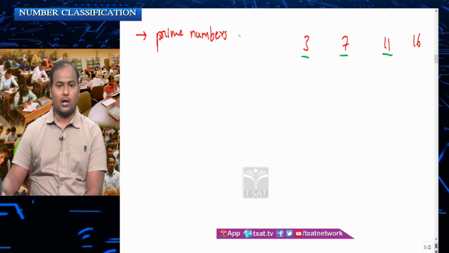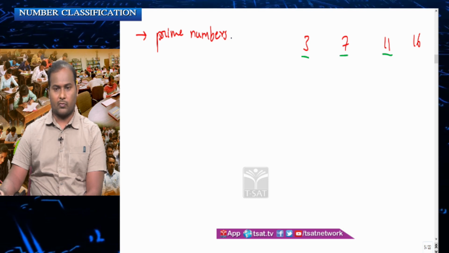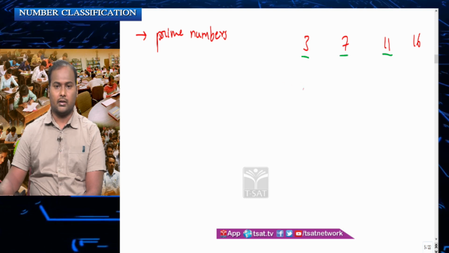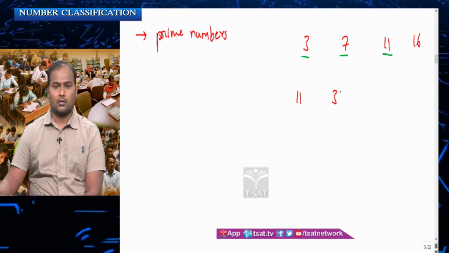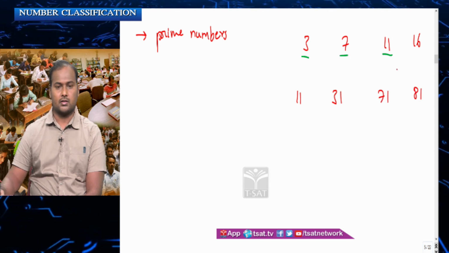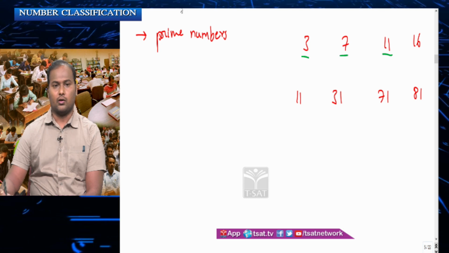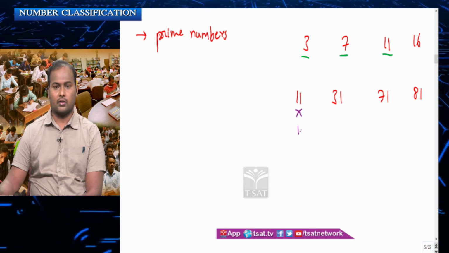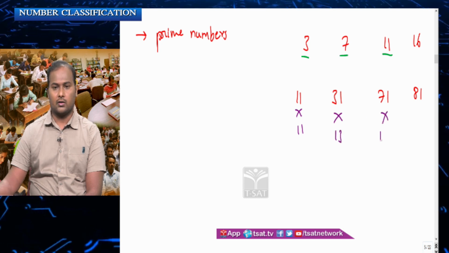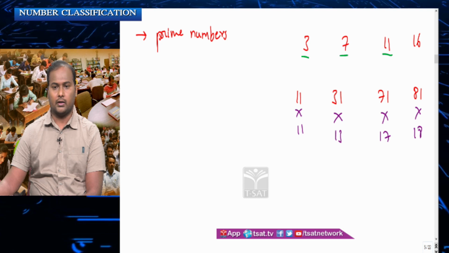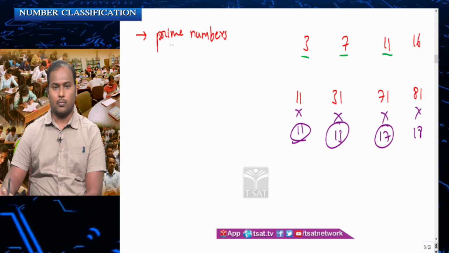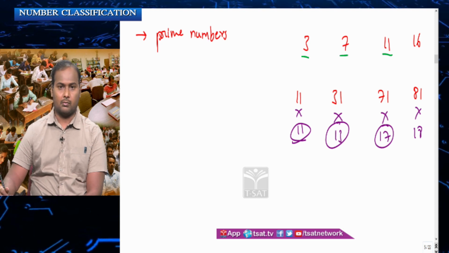Not only prime numbers, you have to remember the reverse of prime numbers also. What is meant by reverse of these prime numbers? In the exam, he may ask like 11, 31, 71, 81 like this. The moment you see this, you should be in a position to see that even if you reverse this, you will get 11. Even if you reverse this, you will get 13. Reverse, you will get 17. Reverse, you will get 18. So, all these again become what? Prime numbers. So, what he did? He reversed the prime numbers.